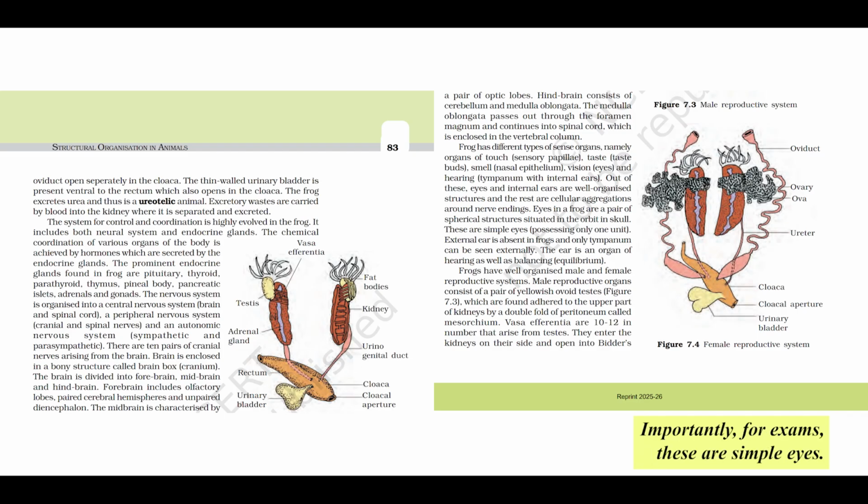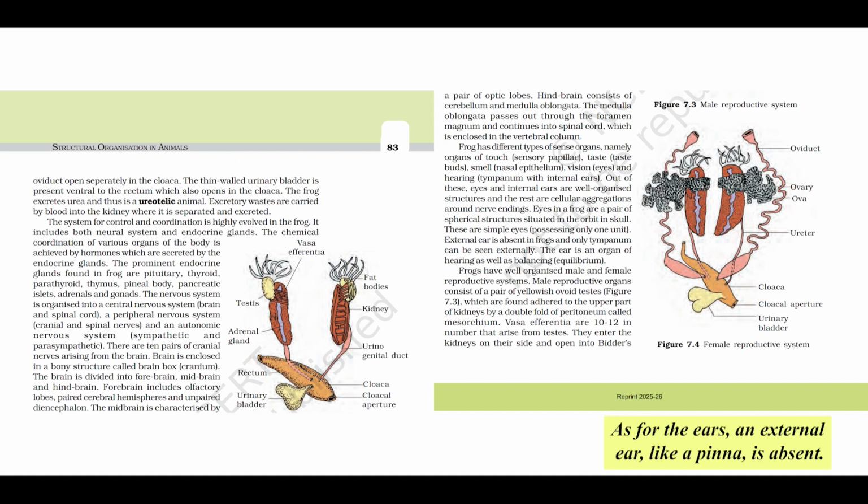Importantly for exams, these are simple eyes. Simple eyes, meaning just one lens, like a camera. Exactly. Unlike the compound eyes of insects with many units, frog eyes are adapted for both aquatic and terrestrial vision, aided by that nictitating membrane.